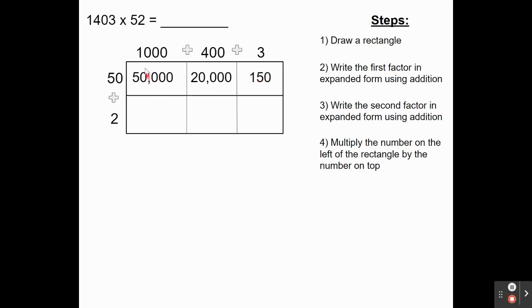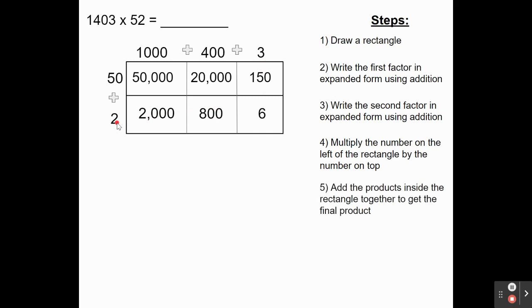For the bottom row, we're going to multiply 1,000 all the way at the top times 2 to get 2,000. Then we'll multiply 400 times 2 to get 800. Finally, 3 times 2 is 6.